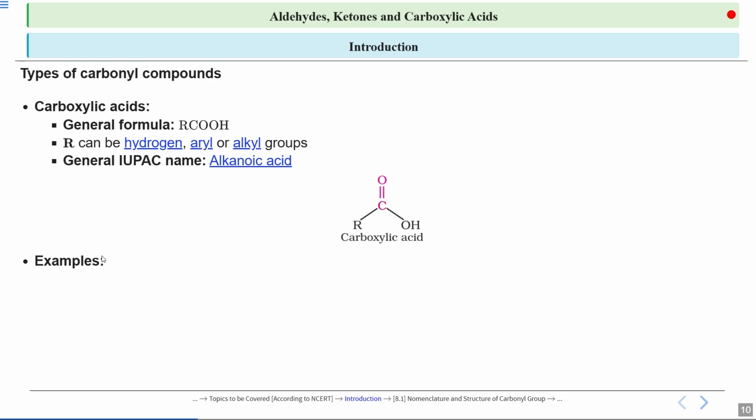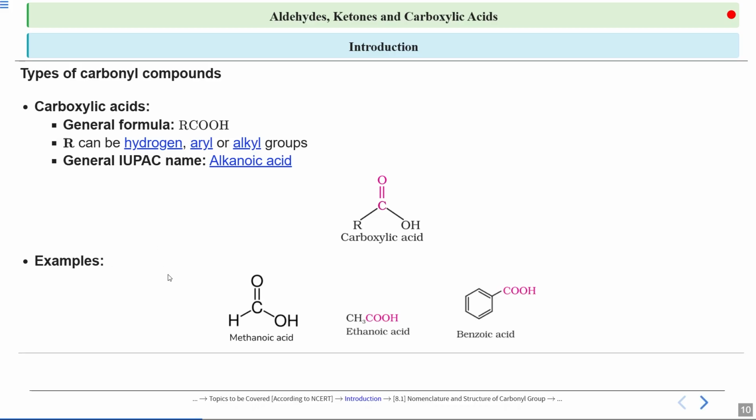If you see the examples of carboxylic acid, this is methanoic acid. You see here there is only one carbon atom, so the root word is methane and E is replaced by oic. So this is methanoic acid. Similarly here it is ethanoic acid. This is C double bond O. On one side you have a methyl group and on the other side you have a hydroxyl group. Similarly over here this is C double bond O. One side you have an aryl group and the other side you have a hydroxyl group. So these are the examples: methanoic acid, ethanoic acid and benzoic acid.